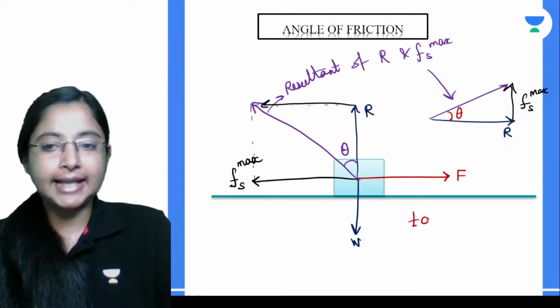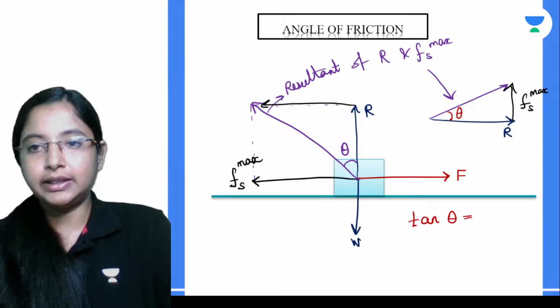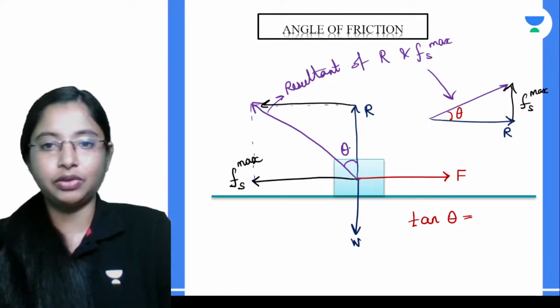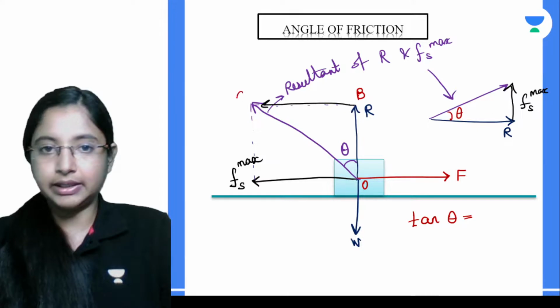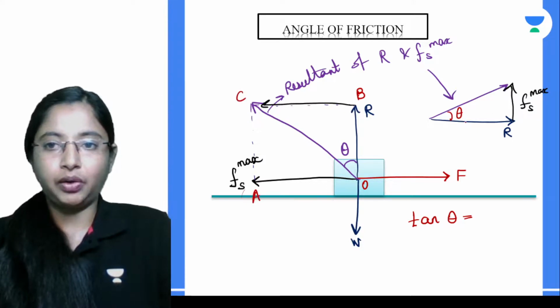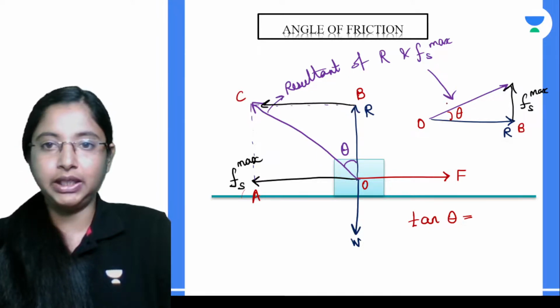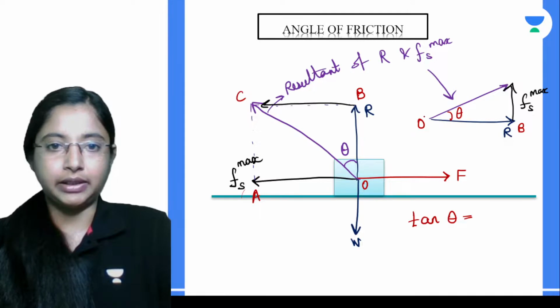So if you see tan theta over here, that is nothing but the opposite side. In this case, we can also give it a name. Let's say the center point over here is O, let's say this side is B, and let's say this side is C and this is actually A. Obviously this is O, and over here is B, and this point over here is basically C.